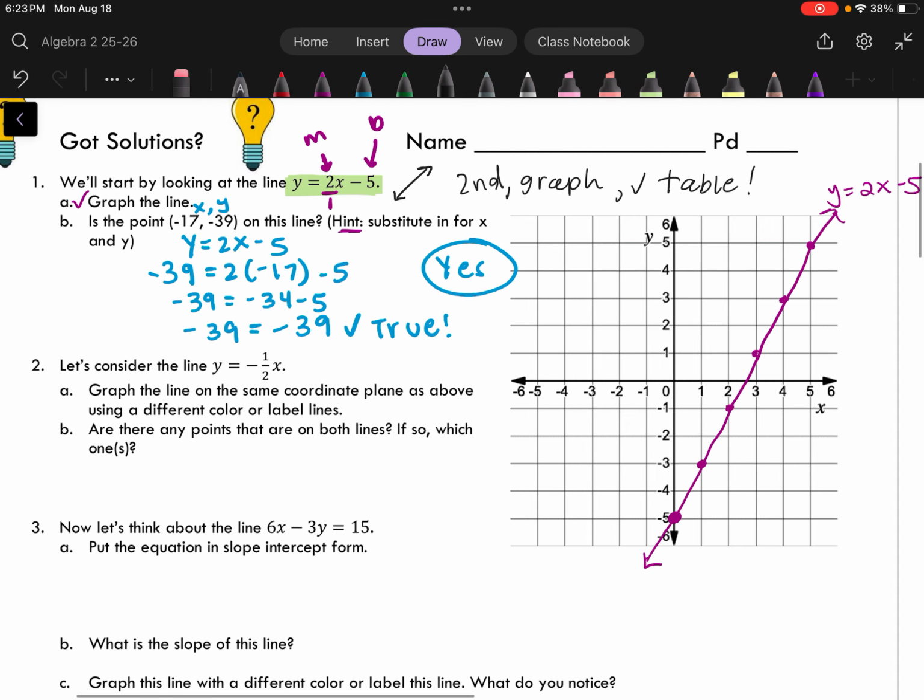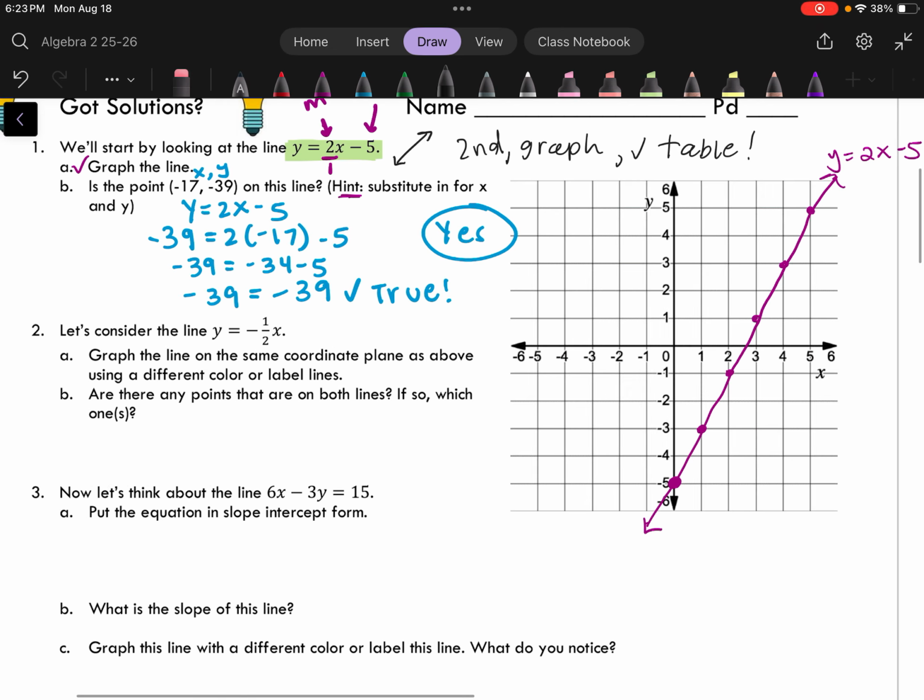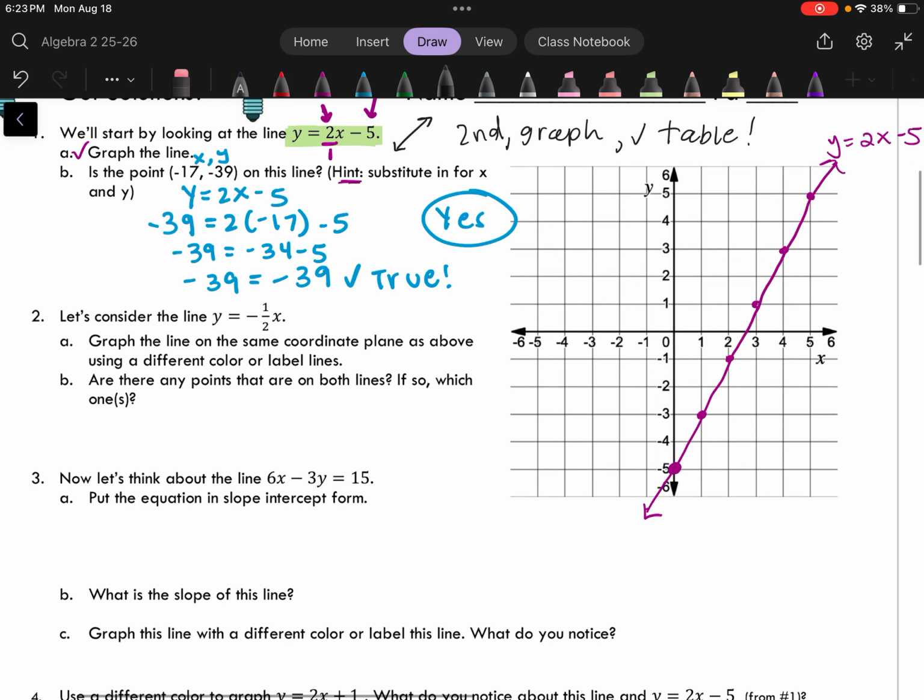My hint for number 2 says let's consider the line y equals -1/2 x. Don't get confused there, guys. Your b value is just 0. If you want to put a +0 right here, so you know you're starting at the y-intercept of 0, go ahead and do that. So you would start here and then do your slope -1/2 all the way through the graph, and then label that. It says graph the line on the same coordinate plane as above using a different color, or just label the lines. If you don't have colors, that's fine.